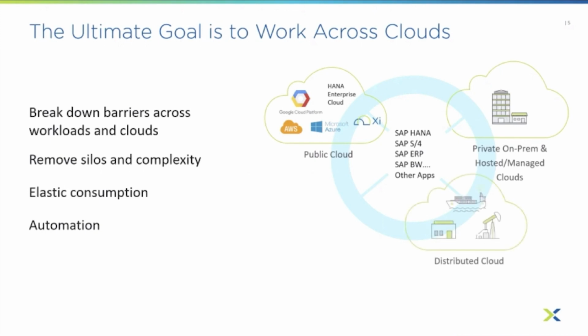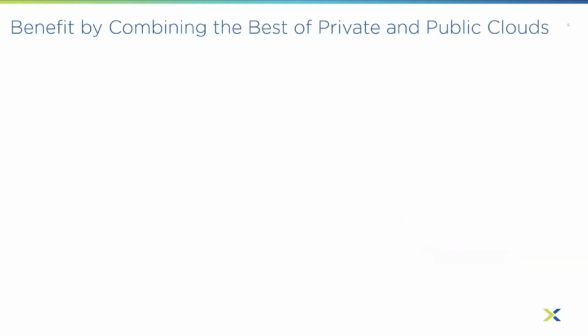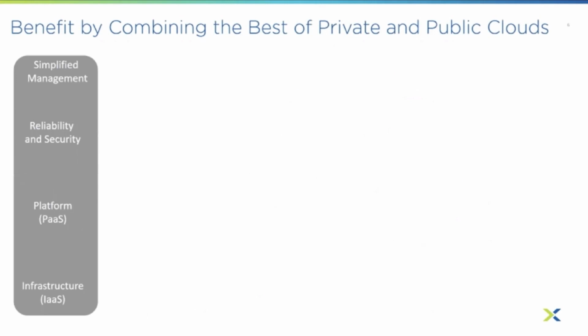But what we're increasingly seeing are there more clouds that you need to think about in this hybrid model, multi-cloud model. And that's this distributed cloud from endpoints and edge and all of that, new capabilities at smaller branch and remote sites, and where you're bringing insights closer to the customer, as well as SaaS clouds. And really their goal is to break down these barriers, remove these complexity silos, have that elastic consumption and make it all automated.